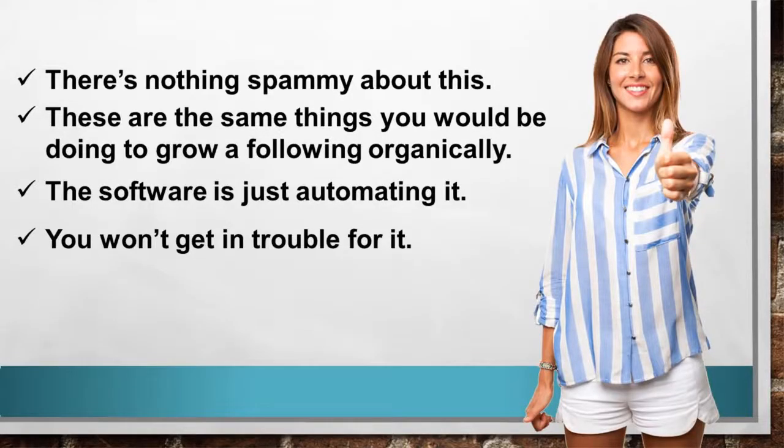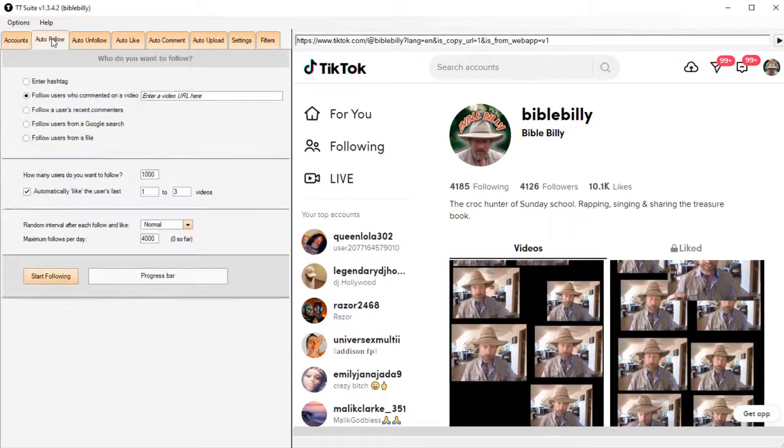So a point that I need to make here is that there's nothing spammy about this. We're doing the exact same things that you would be doing on your own to grow a following organically, but the software is just automating it and doing it for you. And you won't get in trouble for it. The software is basically running through a browser on your own computer. So even if a lot of people are using it, it's not going to get blocked through API access or anything like that. All right, let's look at the auto follow tab.